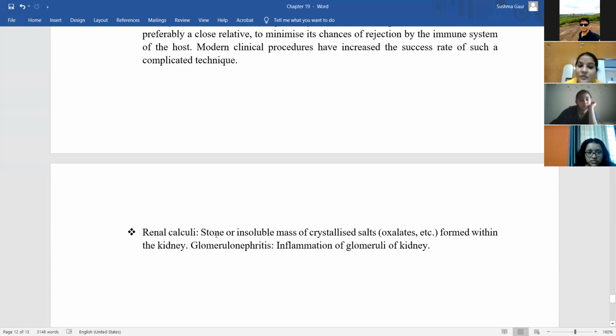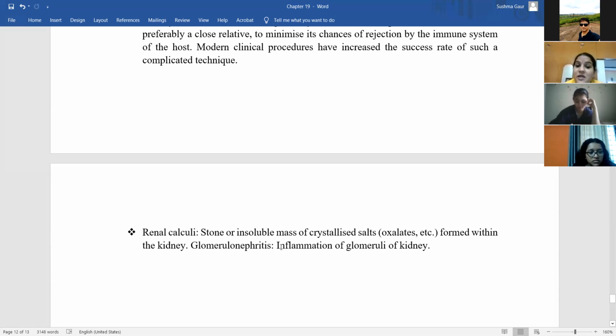So there is a term renal calculi. What is this? Some stone or insoluble mass of crystallized salts, that is basically oxalates. They are formed within the kidney. It is a disease of kidney known as renal calculi. What happens in them? Some insoluble mass or the stone in crystalline form gets accumulated within the kidney.